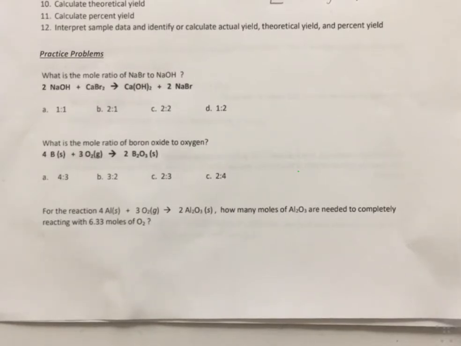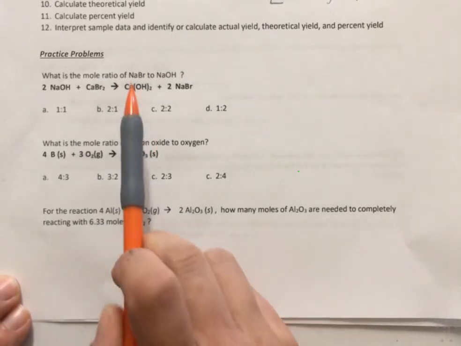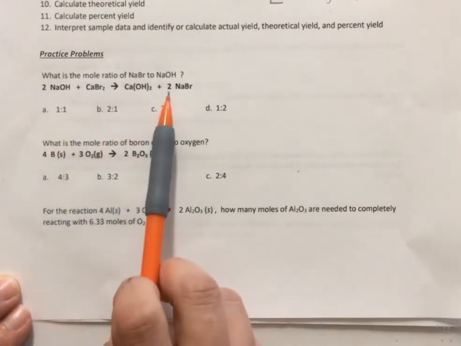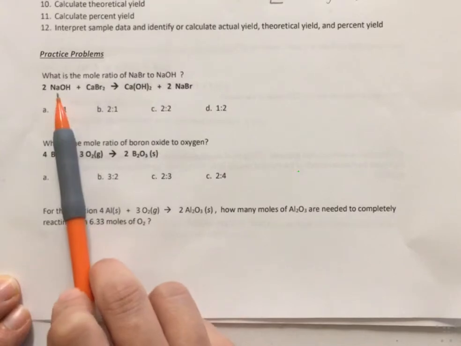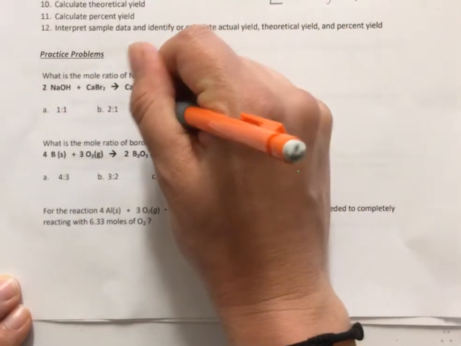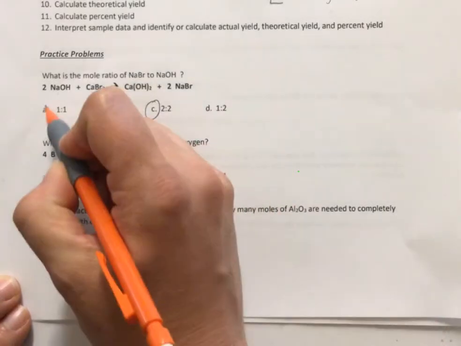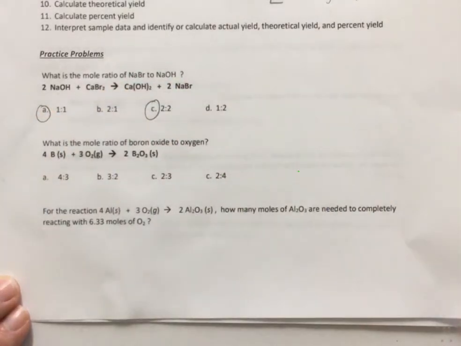So now on your mole ratio, it's asking you what the mole ratio of sodium bromide to sodium hydroxide is. So all you have to do is look at your balanced equation. Sodium bromide is a 2, sodium hydroxide is a 2, so this would be a 2-to-2 ratio, which you could reduce to a 1-to-1. So either one of these would be okay.